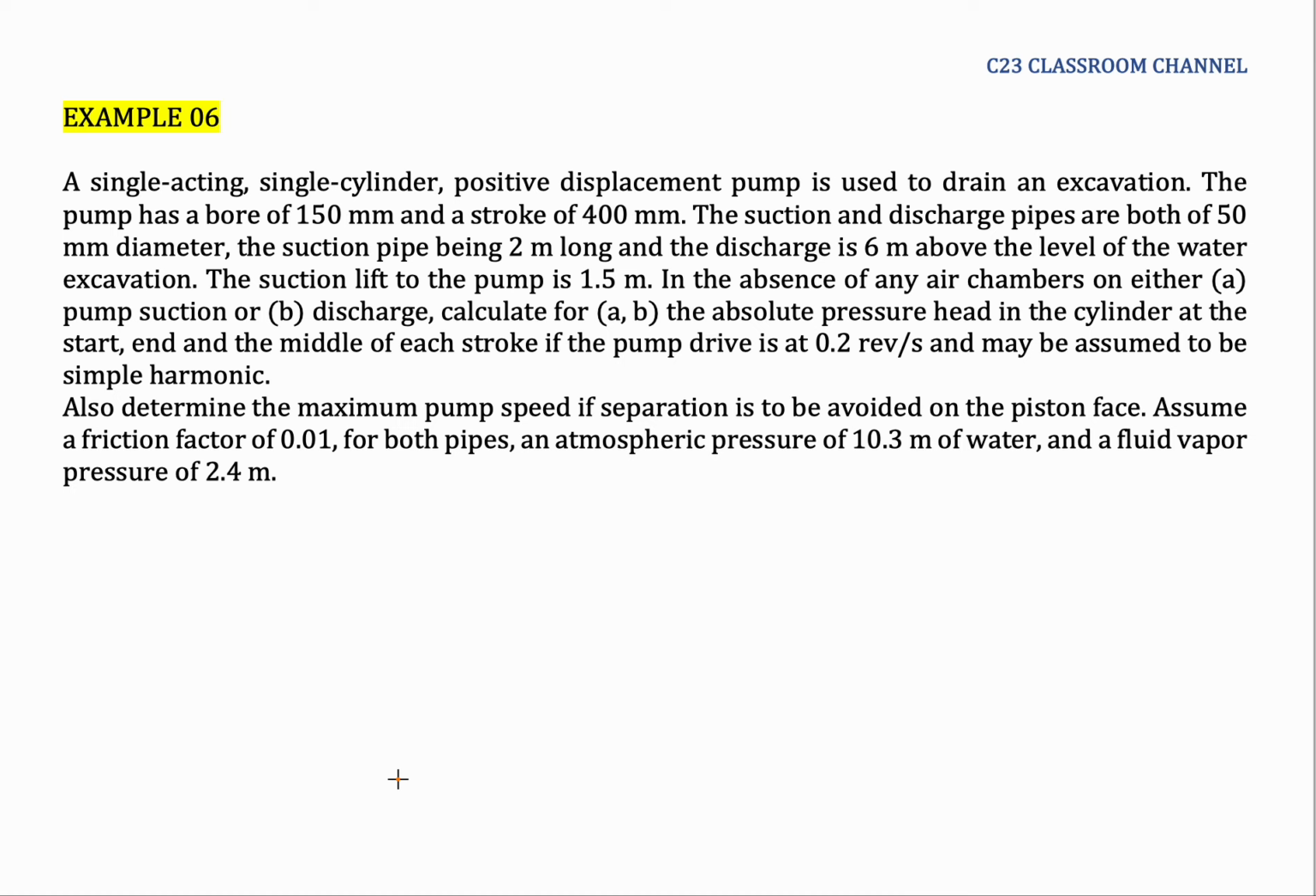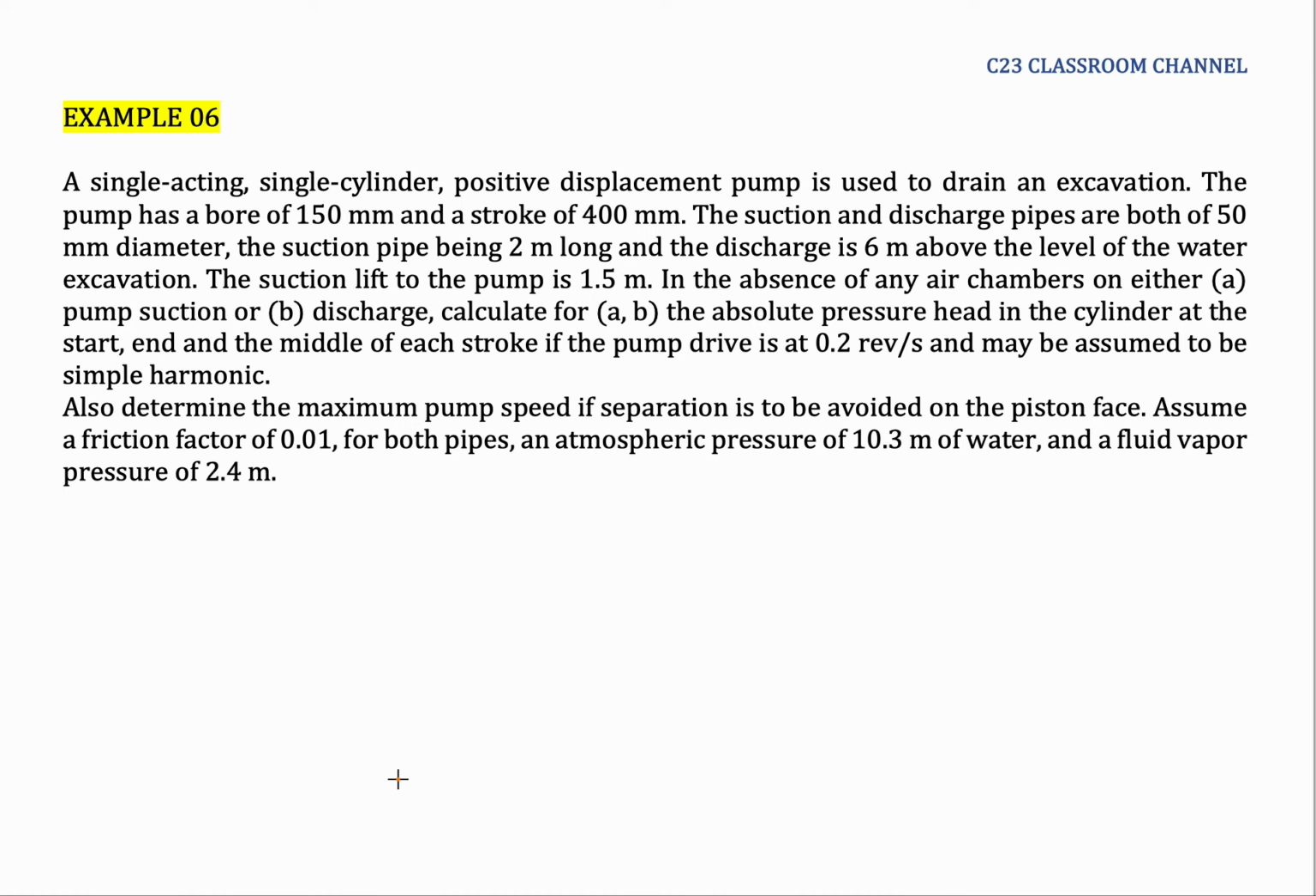This is example 6. A single-acting, single-cylinder positive displacement pump is used to drain an excavation. The pump has a bore of 150 mm and a stroke of 400 mm. The suction and discharge pipes are both of 50 mm diameter, the suction pipe being 2 meters long and the discharge 6 meters above the level of the water in the excavation. The suction lift to the pump is 1.5 meters.